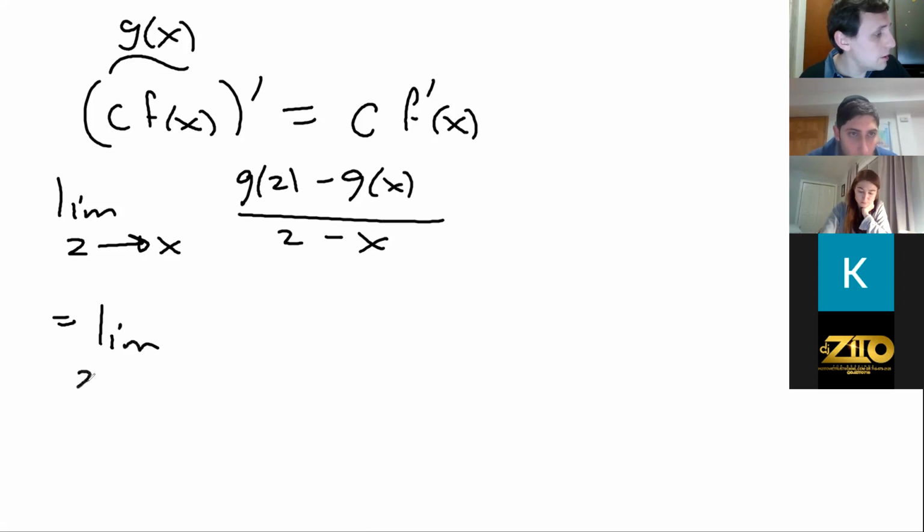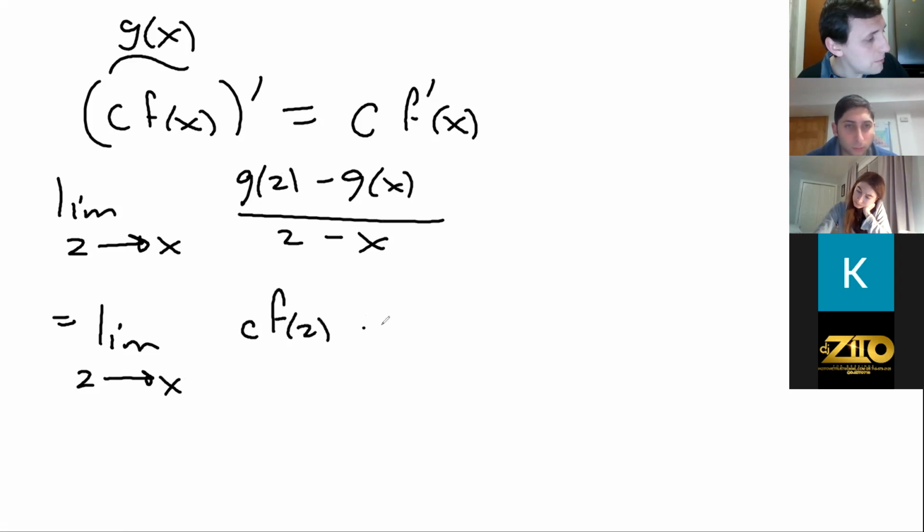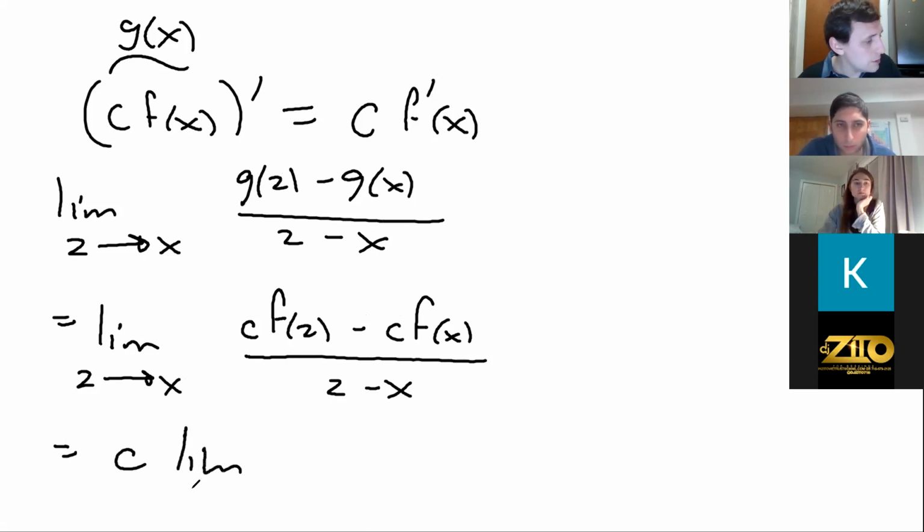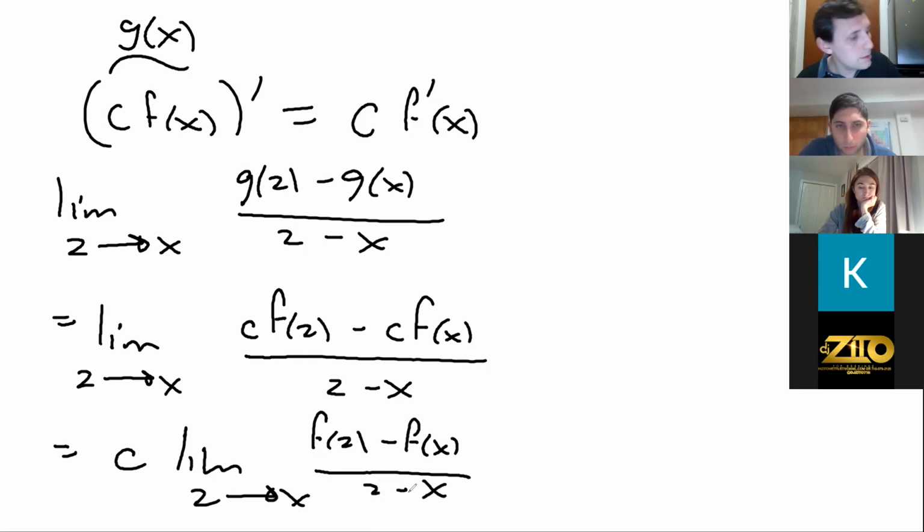This is the limit as z goes to x of c times f of z minus c times f of x, divided by z minus x, yes? And so what can I do here, guys? Do you understand what I'm doing? I'm using pattern recognition. If I understand how to take the derivative of f, all I need to do is just factor out the c. So it's c times the limit as z goes to x of f of z minus f of x over z minus x, which is c times f prime of x.